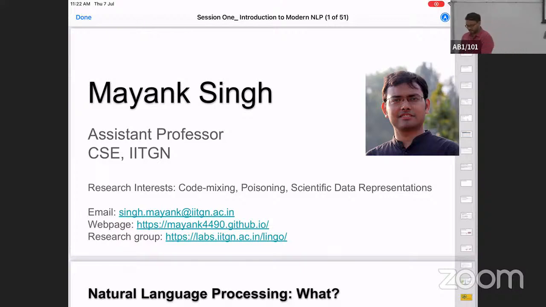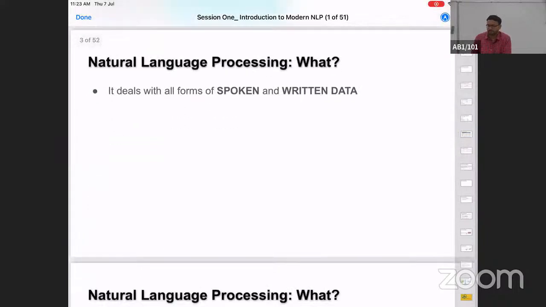Okay, so this is what I work on, and this is my email, singh.mayank@itgn.ac.in, and a web page where all the details about myself are present, related to publications, the courses that I'm teaching, the research group, and so on. And finally, we have the dedicated web page for my research group, which we used to call Lingo.